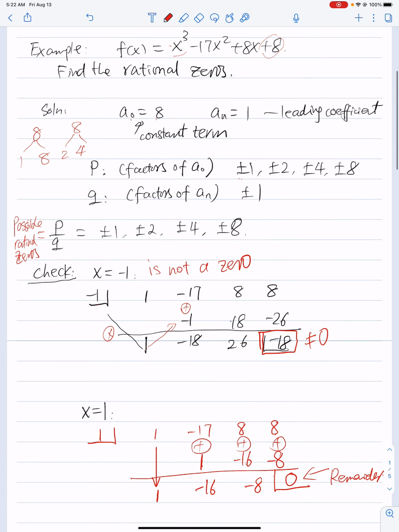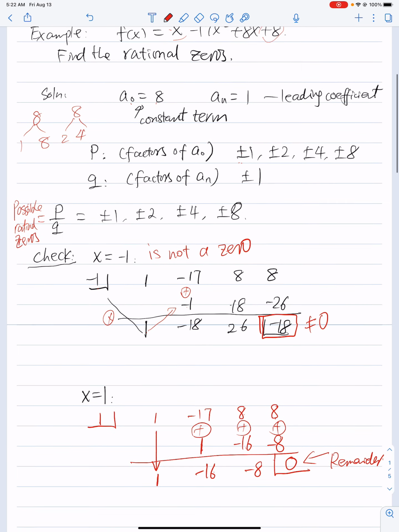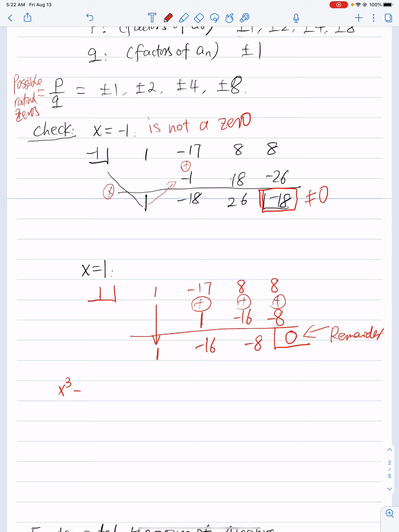Okay, the remainder is 0. What should we do now? Yeah, we found one, yeah? Okay, so do we need to try the others? No. Okay, so do you remember, what do we have? x cubed minus 17x squared plus 8x plus 8, yeah? You divide by what? x minus c. What is your c here? 1.